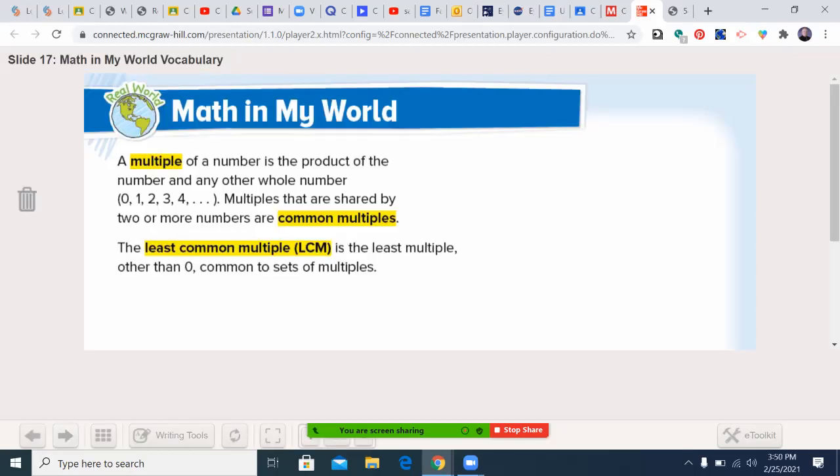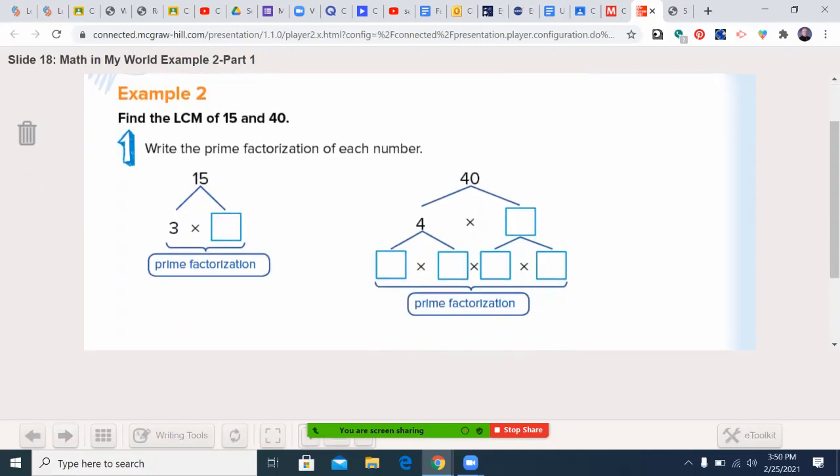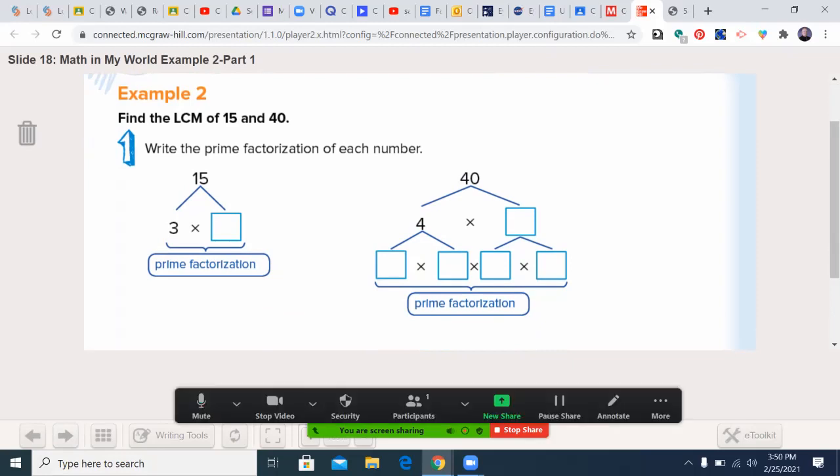You can see those vocabulary words that I mentioned at the top of 577. Right there. Your least common multiple cannot be 0. You can use prime factorization. So let's turn to the top of page 578 in your text. Continue to fill this in as we go.